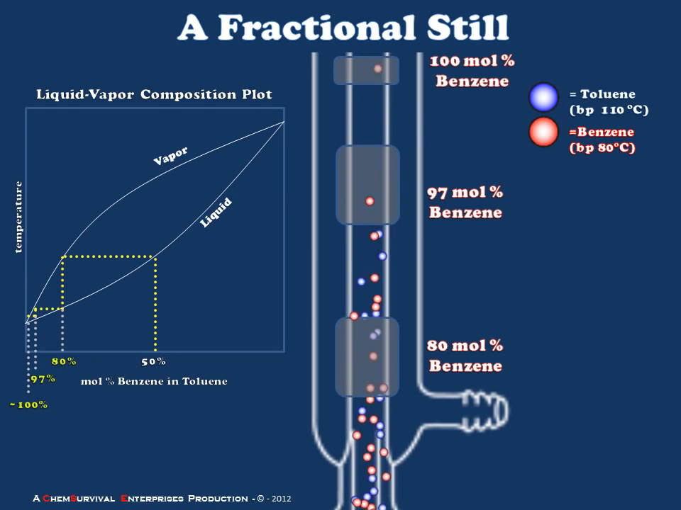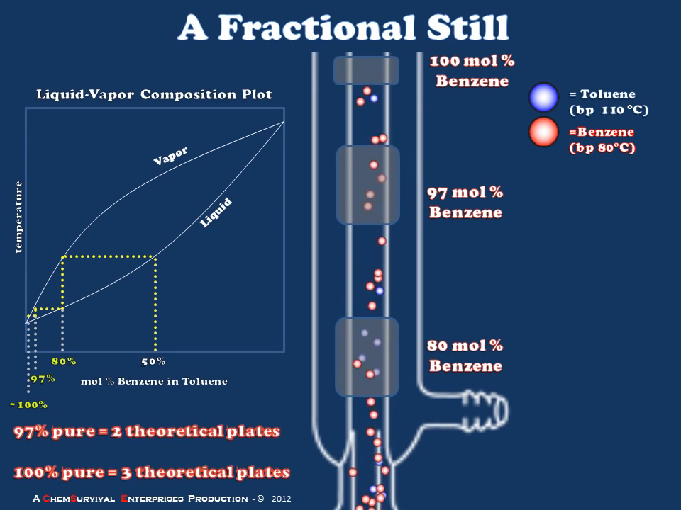If we were to set up a fractional still and then empirically determine that the collected distillate is 97 mole percent benzene, we would report that our still is operating at 2 theoretical plates, meaning that it is producing a distillate of similar purity to that which would be expected in 2 rounds of serial distillation. And similarly, if we have about 100% pure sample of benzene and toluene, we would then report that our still is operating at about 3 theoretical plates. This gives us a way to report on the efficiency and the effectiveness of a fractional still.